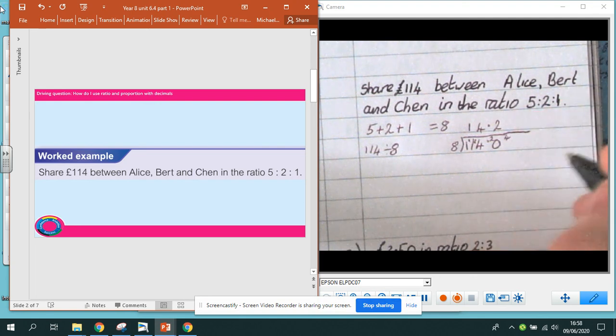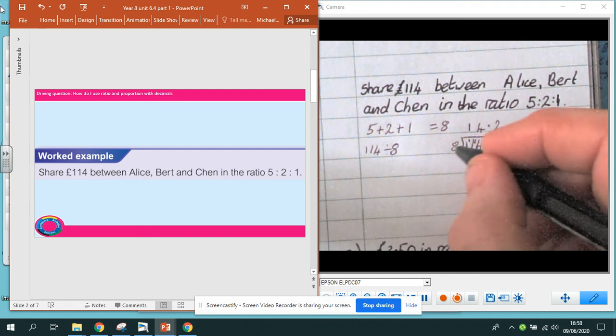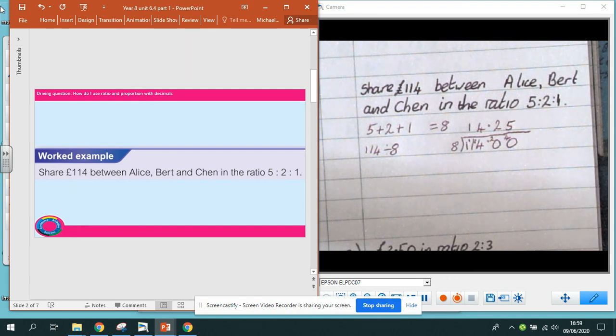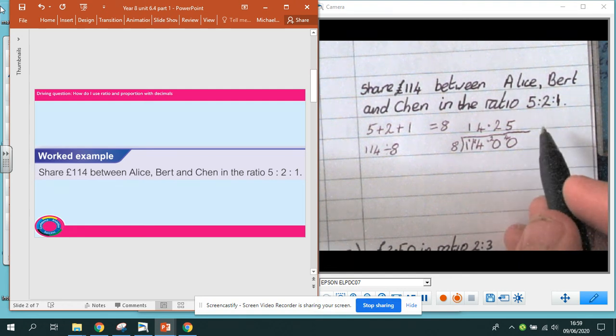Remainder 4. How many 8s in, sorry, I should put down a 0. How many 8s in 40? There are 5, and there is no remainder. So that's my answer, 14.25. So one share is £14.25.